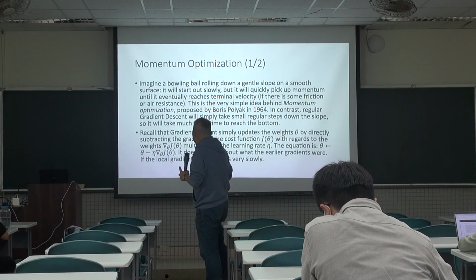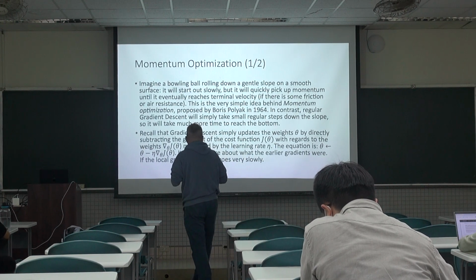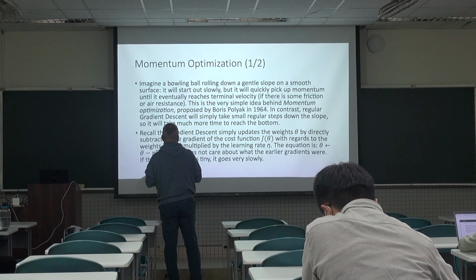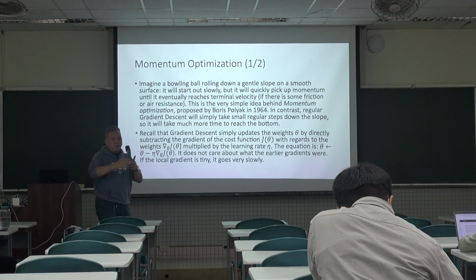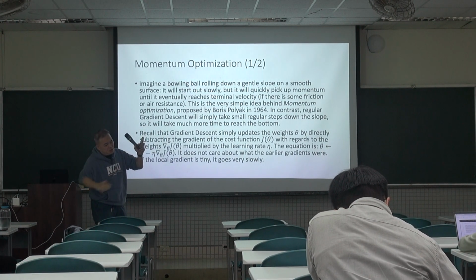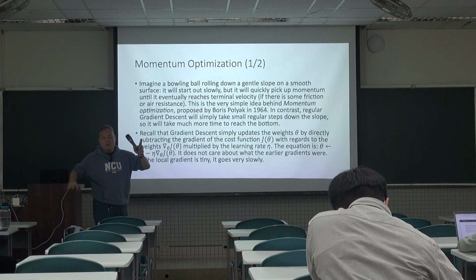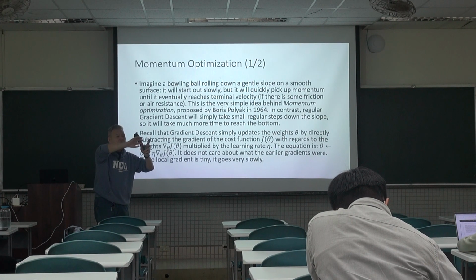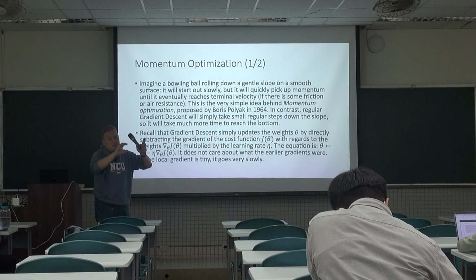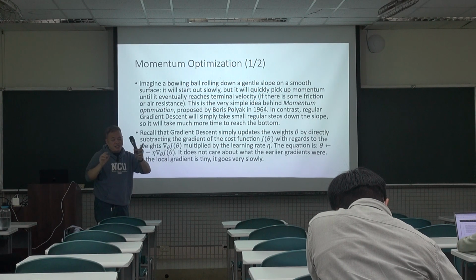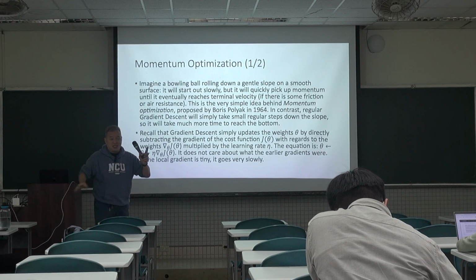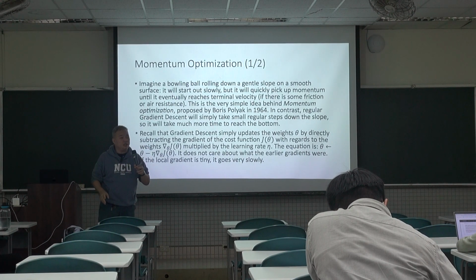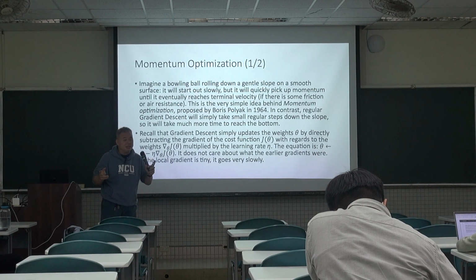But of course, suppose this slope is very long. You will see the ball's speed keep increasing, but to a point that it will stabilize, right? The ball will not roll faster and faster forever up to the speed of light. It's impossible, right? Why is that?